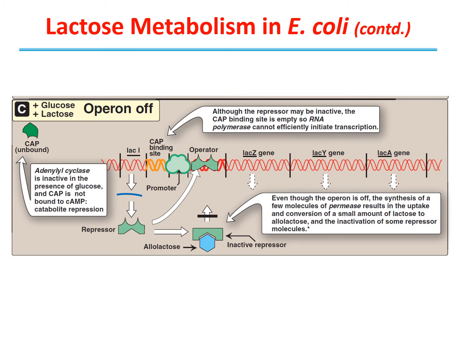The third scenario is when both glucose and lactose are present. In that scenario also the operon is off. Why so? Because when the glucose is present there is no cAMP, so CAP, the activator, is not in a functional form, it's not active. So it can no longer bind to the CAP binding site and strengthen the binding of RNA polymerase to the promoter.